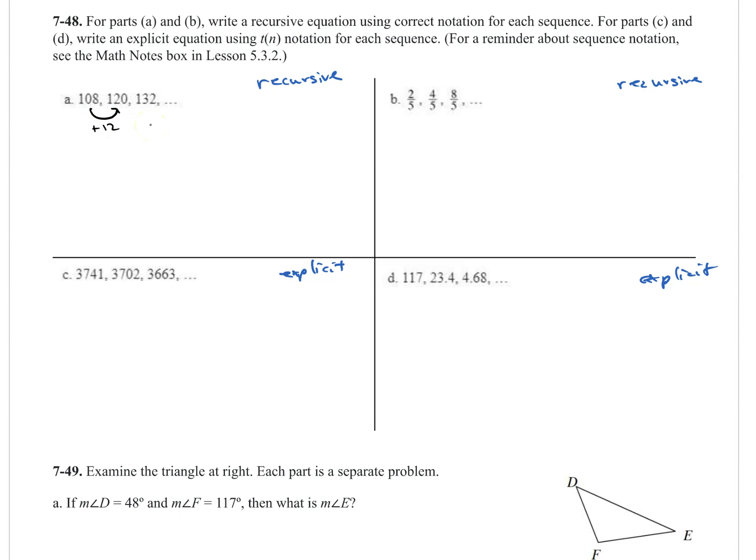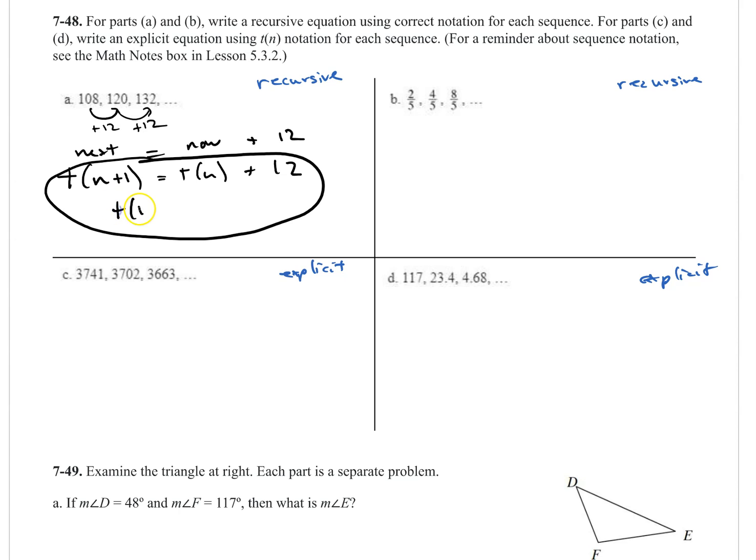108 plus 12 is 120. If I add 12 again, I'm at 132. Recursive means t of n plus 1 equals t of n plus 12. What does that mean? That means the next term is equal to what you have now plus 12.